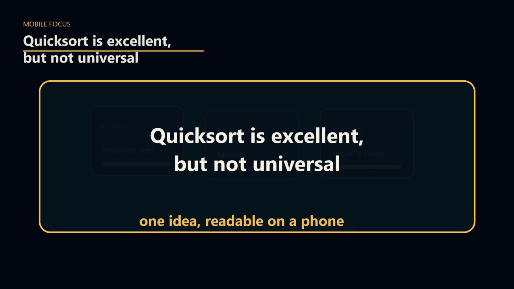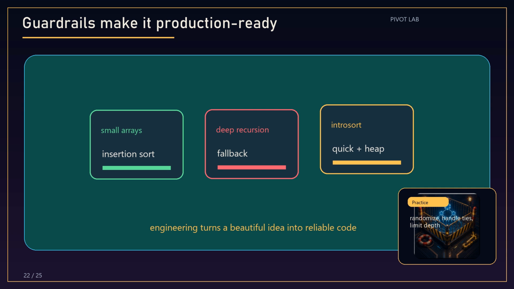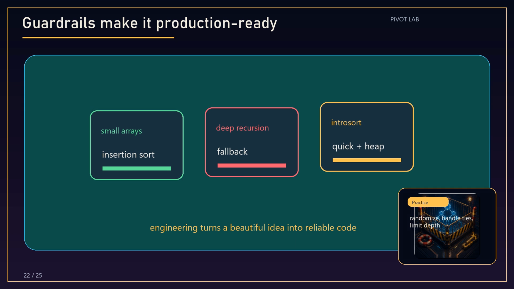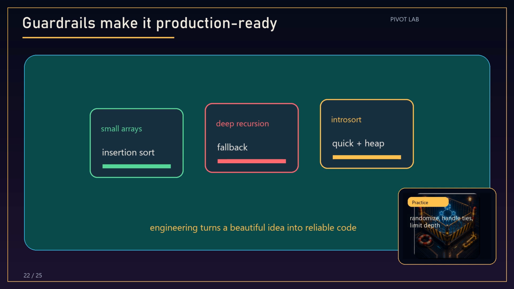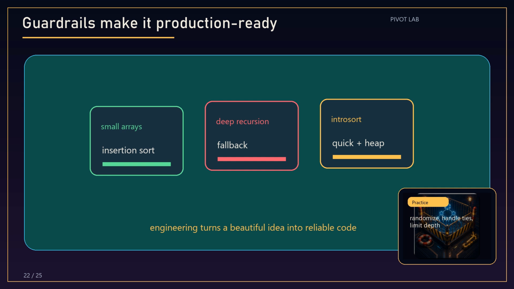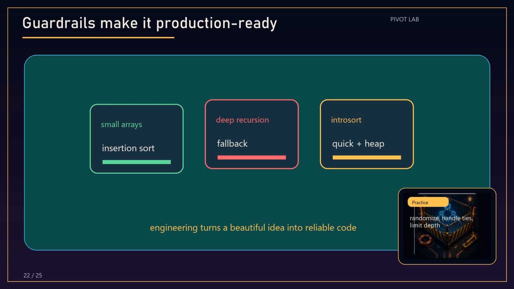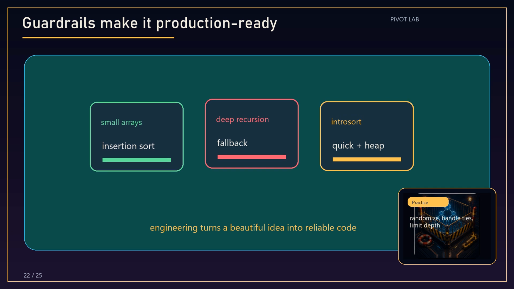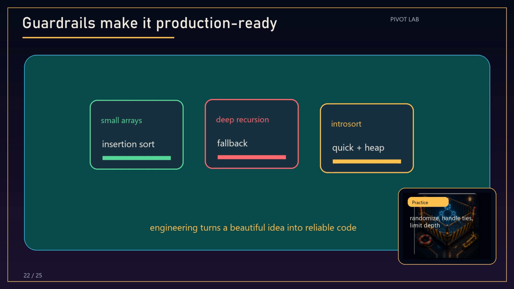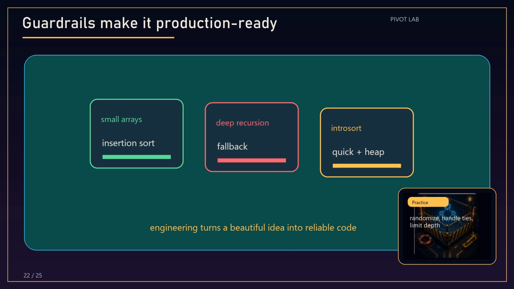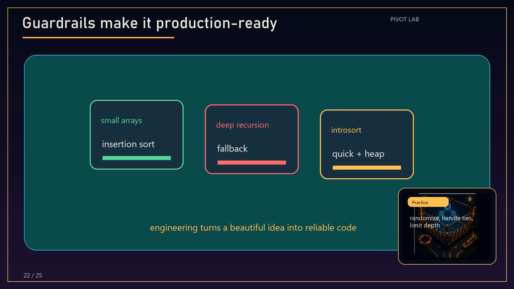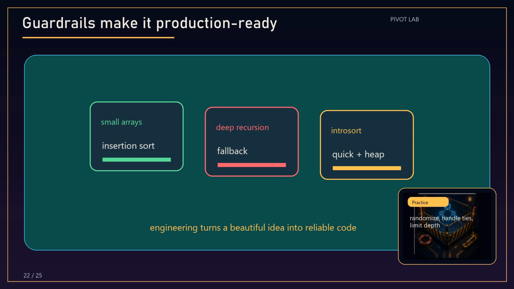Production sorting code usually adds guardrails. Small subarrays may switch to insertion sort because the overhead of recursion is not worth it for tiny pieces. Recursion depth may be limited so a suspiciously tall chain is noticed early. Some systems use introsort, which begins like quicksort but falls back to heap sort if the recursion gets too deep. The elegant idea becomes safer through engineering: use quicksort when the shape is healthy, and switch tools when the shape starts looking dangerous.